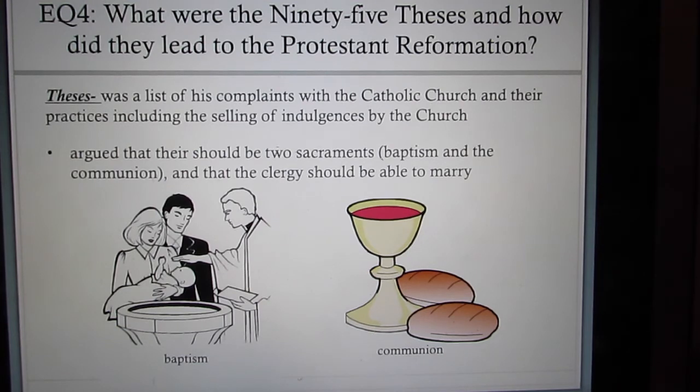He's complaining that the Catholic Church should not sell indulgences. He's saying, stop selling relics, stop granting indulgences. That is not the way to heaven. That is not the way to gain salvation. And he further argues that there should be 2 sacraments, baptism and communion, and that the clergy should be able to marry.